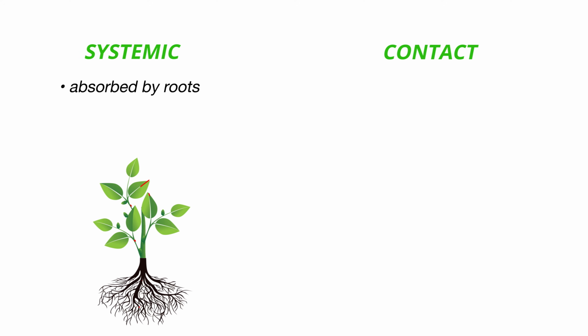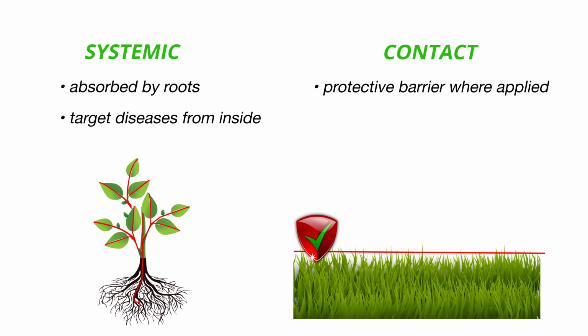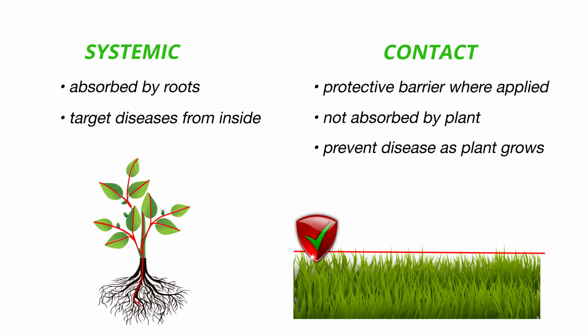Fungicides can be classified as systemic or contact fungicides, based on their mode of action and application. Systemic fungicides are absorbed upon contact by the roots of the plants, providing internal protection and killing the fungus. They are effective at targeting diseases from within the plant. Contact fungicides create a protective barrier on the surface of the plant where the treatment has been applied. They remain on the surface and are not absorbed by the plant. Contact fungicides are best used as the plant grows to prevent the onset of diseases.